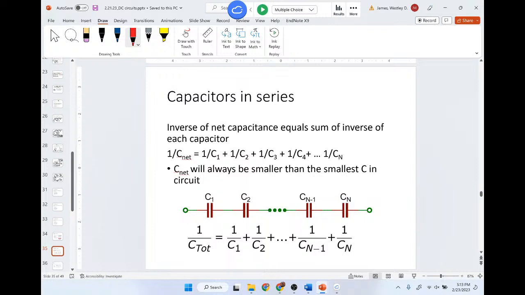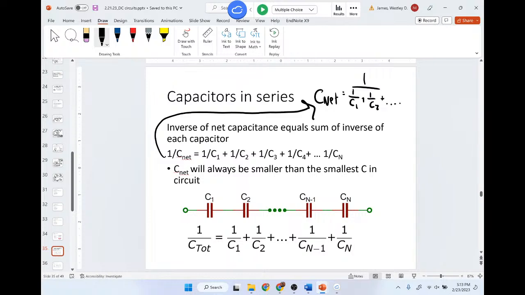So, how do I add capacitors in series? You aren't going to like this. It's the exact opposite of resistors. Take the rules for resistors and flip them. To get the net capacitance in series, let me rewrite this so it looks like the one we saw before. If you want the net capacitance, it's 1 over C1 plus 1 over C2 plus 1 over however many you have. The rules for capacitors are exactly opposite the rules for resistors.